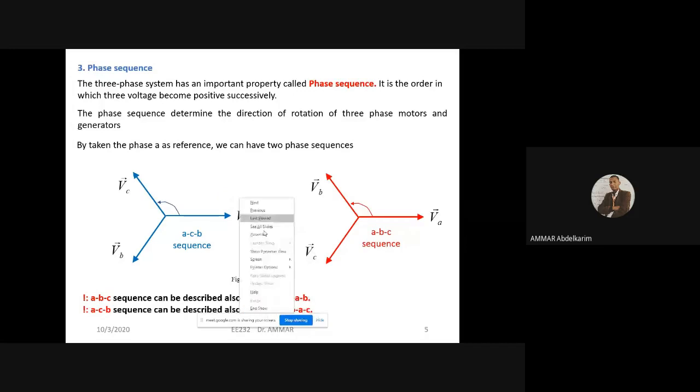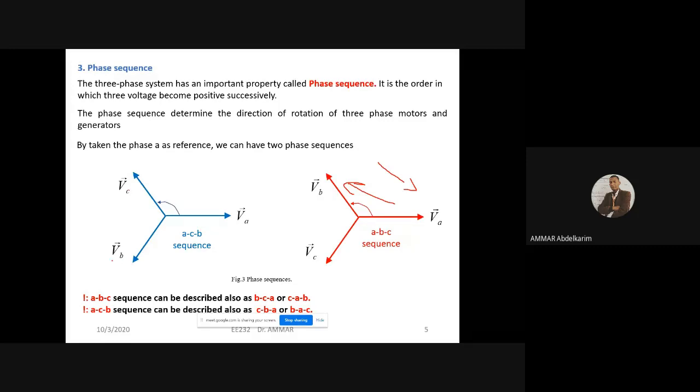Now, when we shift between two axes like this, we're going to pass to the other phase sequence. So we have ACB. Or if we start with this one, it's CBA. And if we start with this one, it will be BAC. So the ACB sequence can be described also as CBA or BAC.